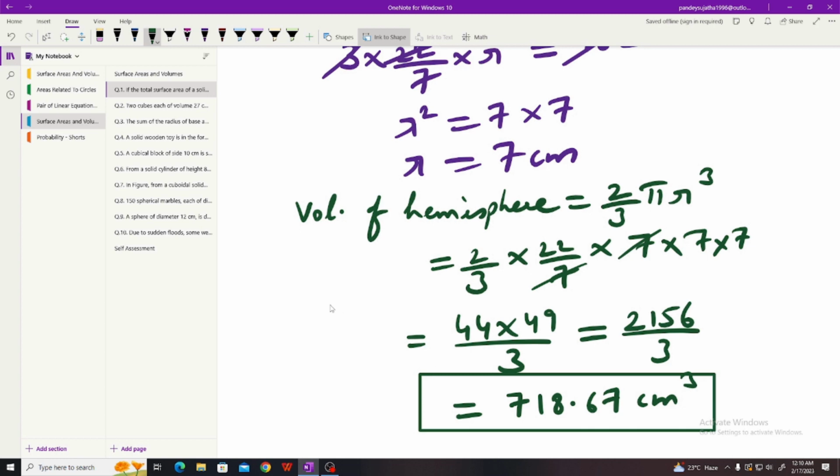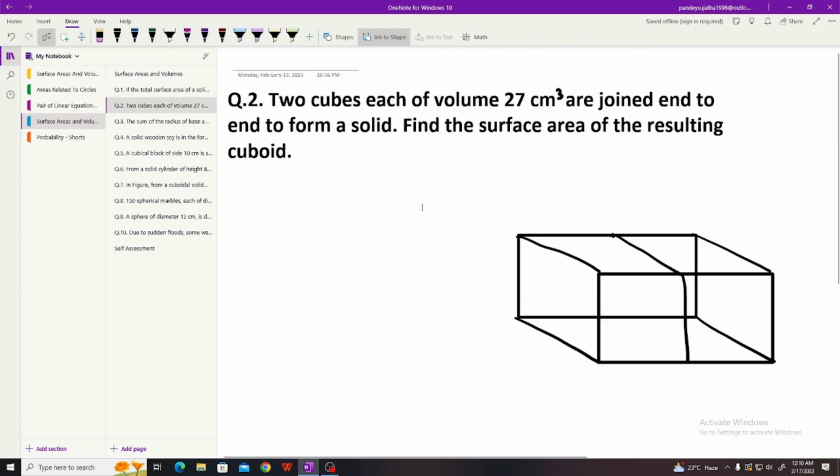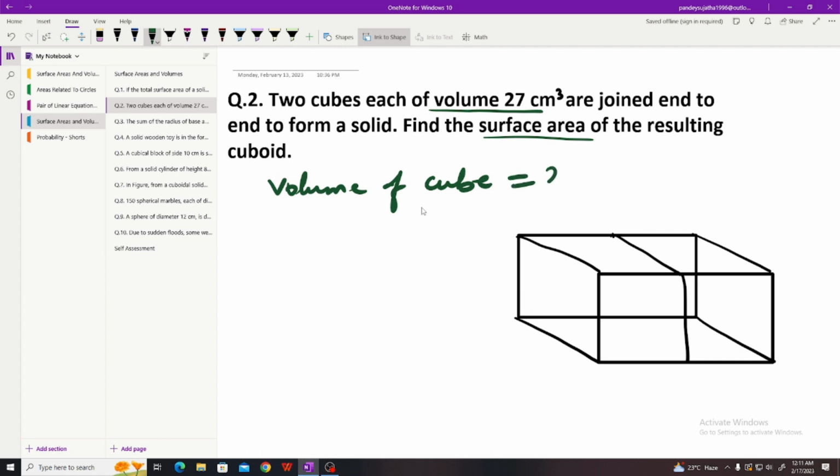Next question. Two cubes each of volume 27 centimeter cube are joined end to end to form a solid. Find the surface area of the resulting cuboid. Since two cubes are joined end to end, where the volume of each cube is given as 27 centimeter cube. So here the volume of cube is equal to 27 centimeter cube.